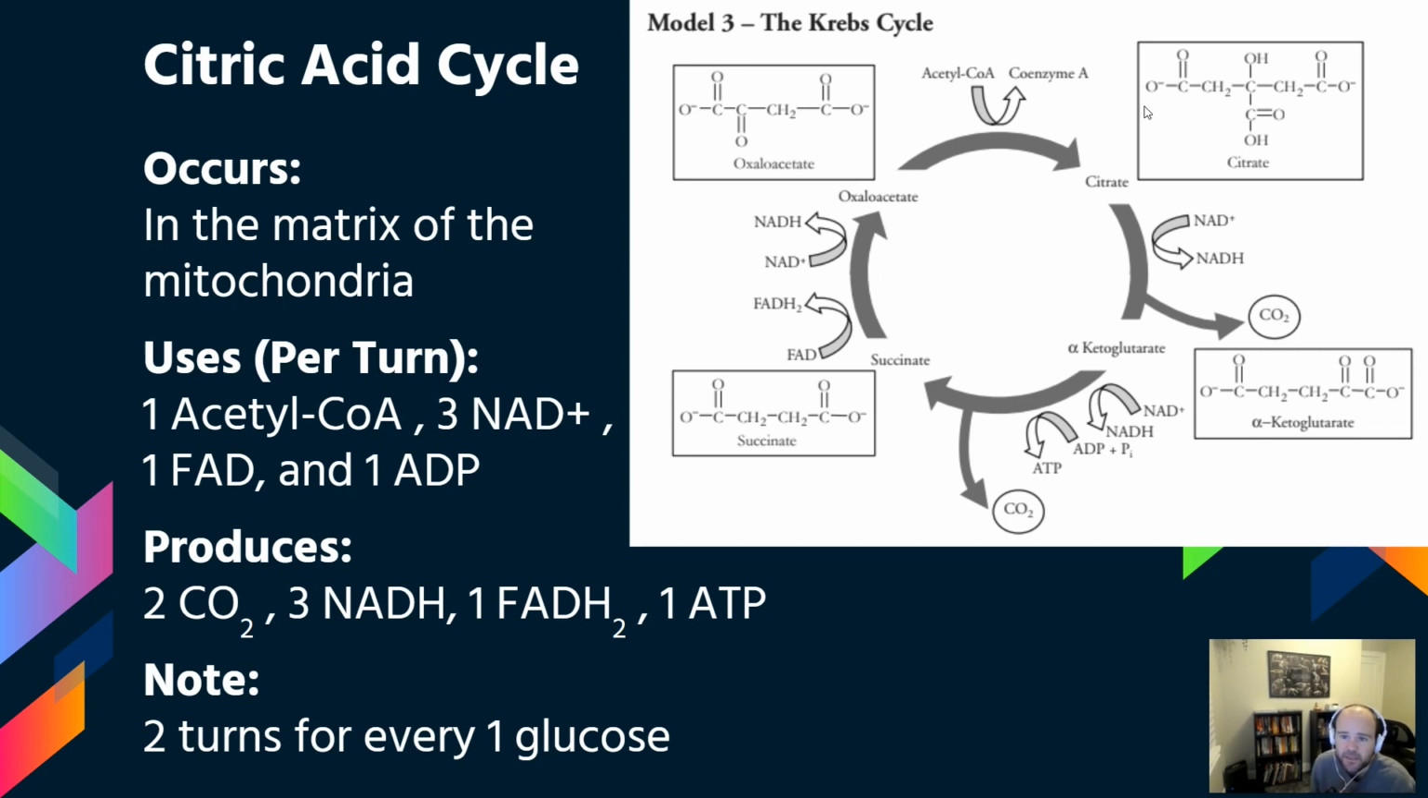Now, this looks really complex. I don't want you to memorize every step of the citric acid cycle, but I want you to see where we are gaining things. And I want you to see, just like in glycolysis, that it's a series of reactions that are going to take place. So here it's this cycle where oxaloacetate gains an acetyl group.